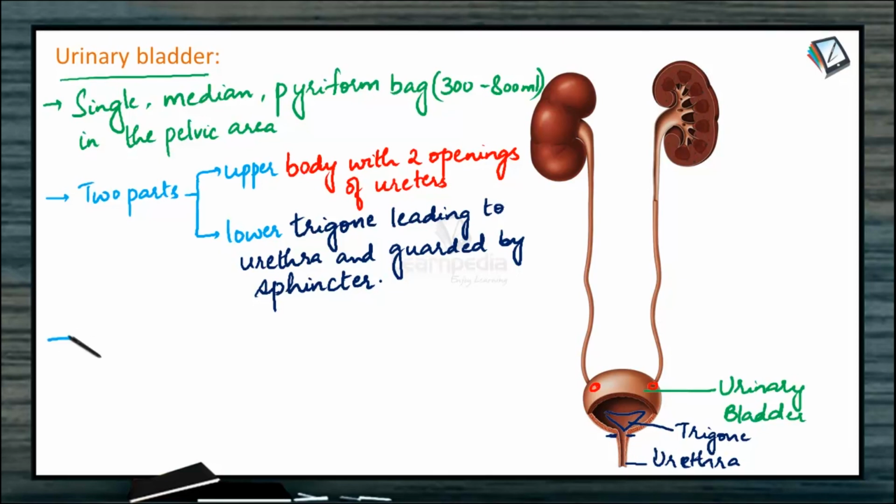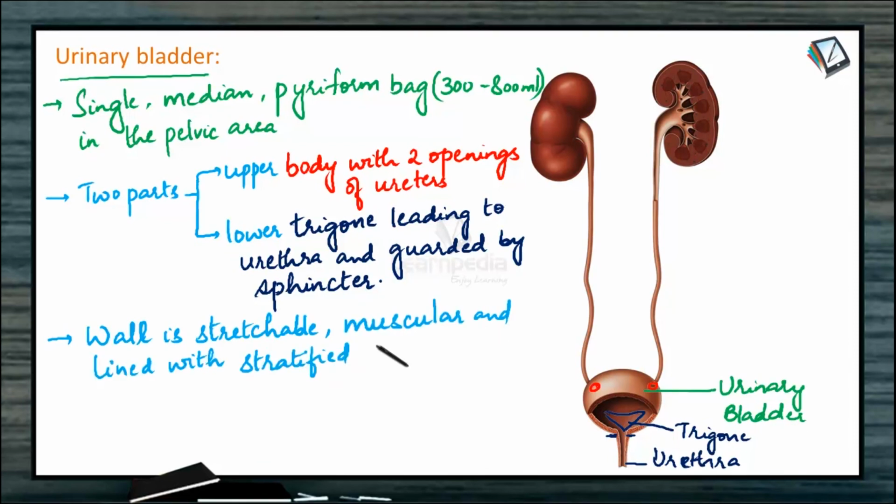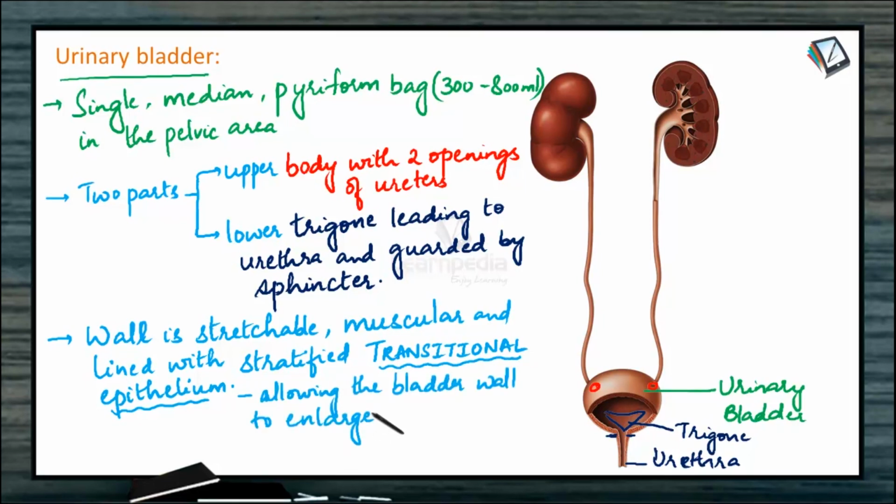The wall of the bladder is stretchable, muscular, and lined with stratified transitional epithelium. The ureters and the urinary bladder are lined by transitional epithelium, as this epithelium has a special property of allowing the bladder wall to enlarge. And again, after voiding of urine, the bladder wall comes back to its normal position.